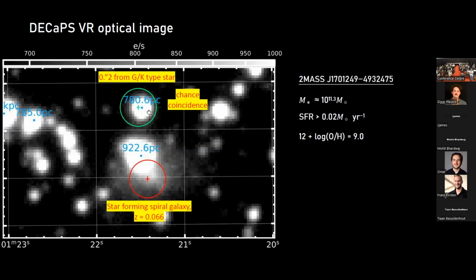But the DM contribution along that line of sight is far too little to explain the DM that we saw, so we conclude that's a chance coincidence. But the persistent emission we were able to associate with this star-forming spiral galaxy at z equals 0.066, and we got again a spectrum of that, with stellar mass and star formation rate estimates.